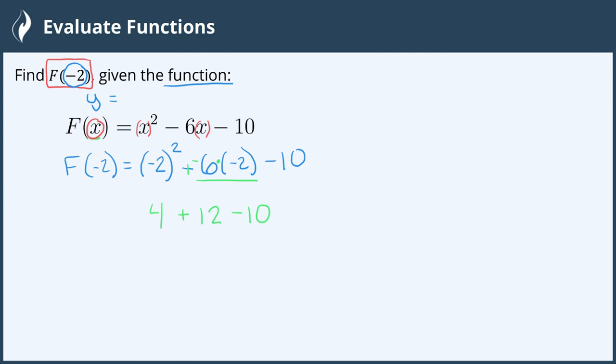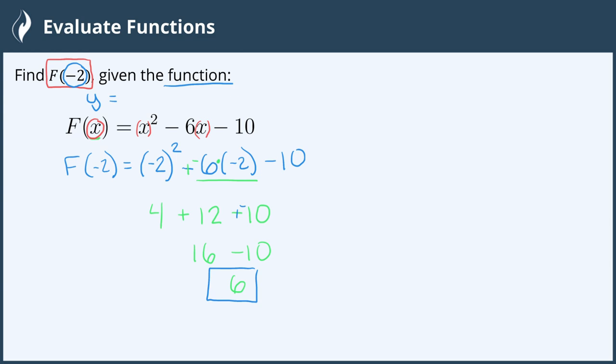Now we can add from left to right. 4 plus 12 is 16. 16 minus 10 is 6. And some may say we can add and subtract anyway because it's commutative, which is true as long as they're all addition. So we can add the opposite here, making it a -10, and that would work as well. Either way, we end up with the final answer: this function evaluated at -2 gives us 6.